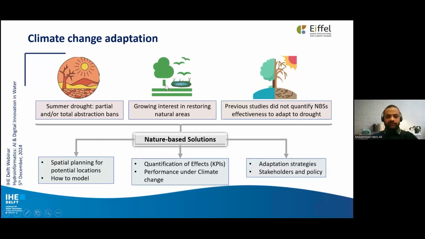To address these challenges, there is a growing interest among the stakeholders in the area in nature-based solutions, and there is also a growing scientific interest in how we can use nature-based solutions to adapt to droughts in the future. So we focused on nature-based solutions for this research. Our research questions were how we can spatially analyze the area where these nature-based solutions will have a positive impact, how we can model them, and how we can quantify their results in a way that is easy to communicate to the stakeholders, how they are going to perform in the current situation, and how they are going to adapt under climate change.